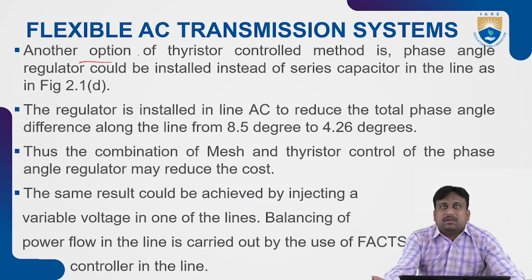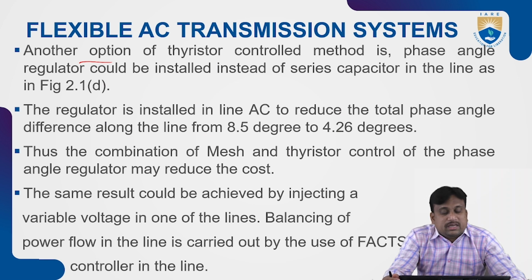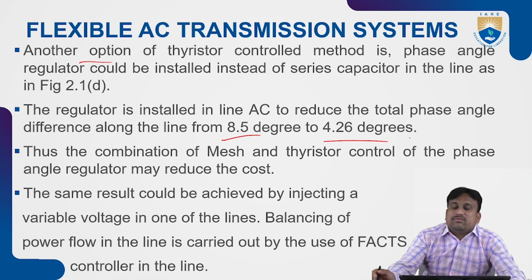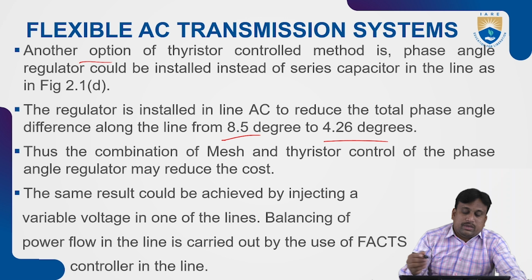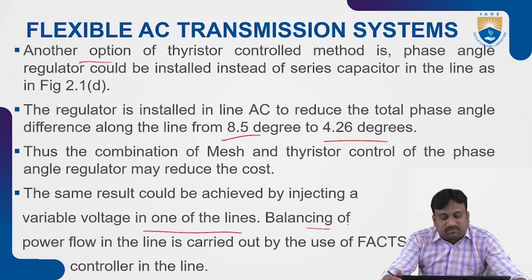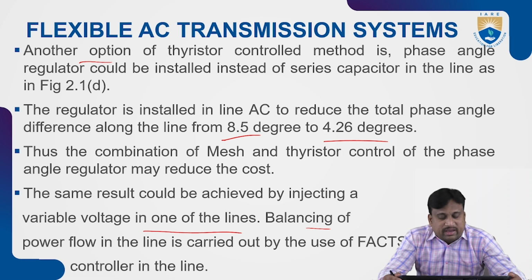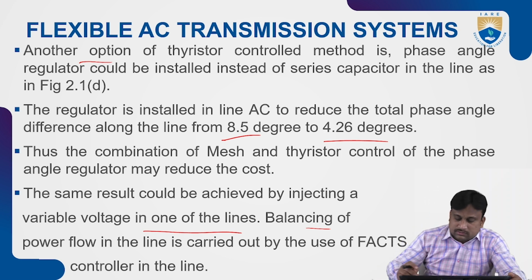Here is one more option among thyristor controlled methods: phase angle regulators could be installed along with the series capacitors in the lines, as shown. The regulator is installed in the line between A and C to reduce the total phase angle. The difference along the line will go from about 8.5 degrees to 4.26 degrees. So this is the combination of the mesh and thyristor control of the phase angle regulator. That may reduce the cost, and the same result can be achieved by injecting a variable voltage in series with one of the lines, and the balancing of the power flow in the lines is carried out by the use of FACTS controller devices on each and every line phase.